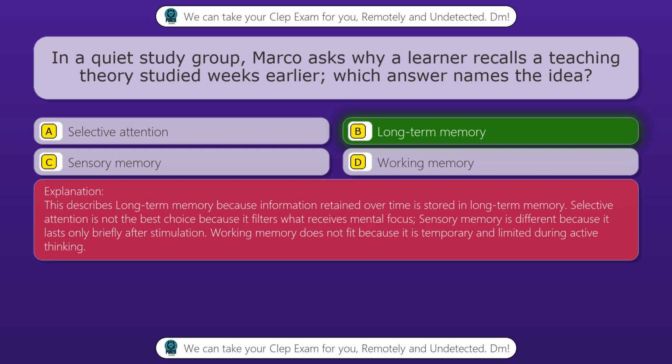This describes long-term memory because information retained over time is stored in long-term memory. Selective attention is not the best choice because it filters what receives mental focus. Sensory memory is different because it lasts only briefly after stimulation. Working memory does not fit because it is temporary and limited during active thinking.